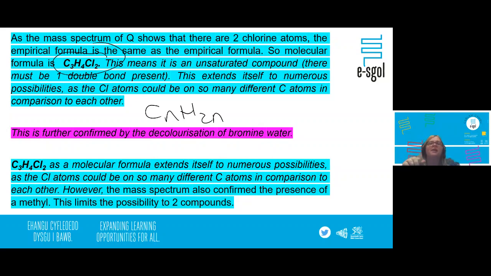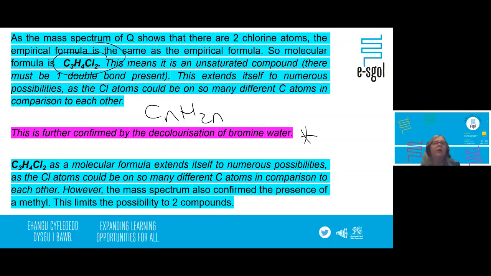This extends itself to lots of possibilities, so we aren't limiting ourselves to 1 or 2 at the moment, because those chlorines could be on any of those 3 carbons. But it does tell you that it's unsaturated, so 2 of those carbons must be double bonded. This is further confirmed by the fact that it decolorizes bromine water, which, going back to the question asked earlier, is possibly the most commonly used test for an alkene from the examiner's point of view as well.